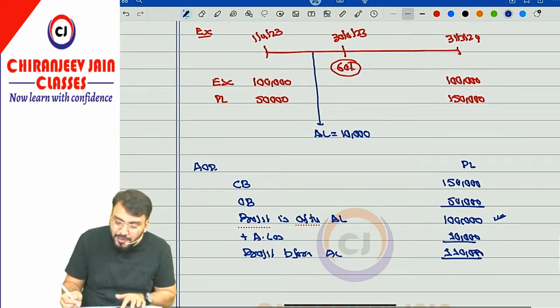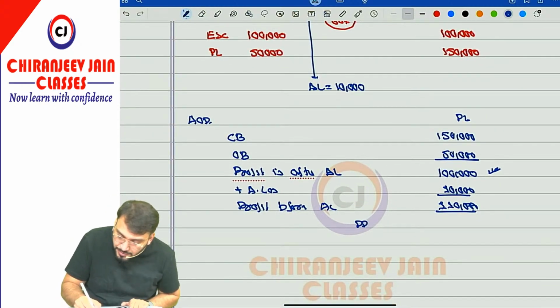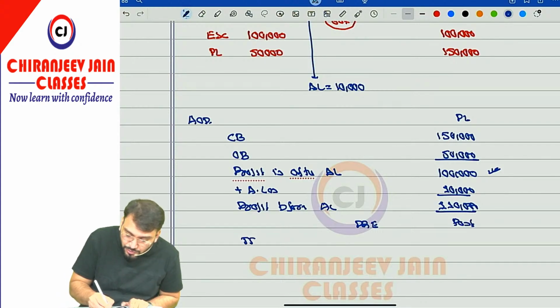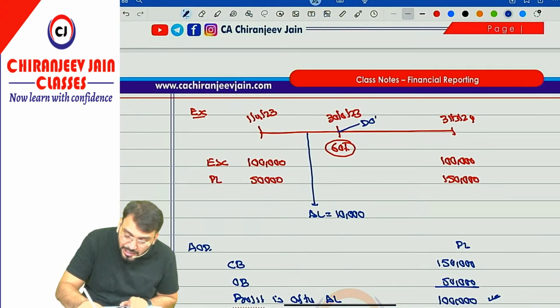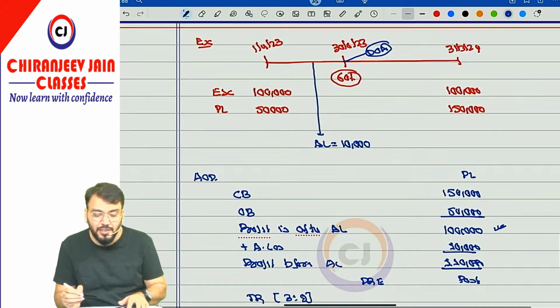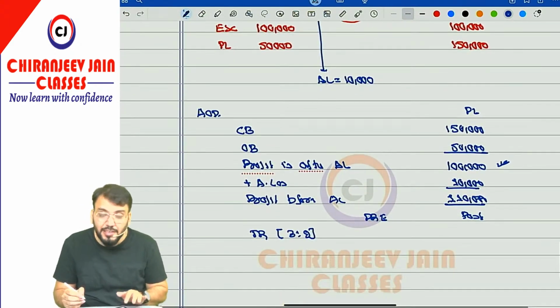And this profit will be allocated into pre and post in time ratio. So time ratio is what? It is 3:9, because I have given 30th June as the date of acquisition. So date of acquisition is what? 30th June. Understood? Correct? Got this point?